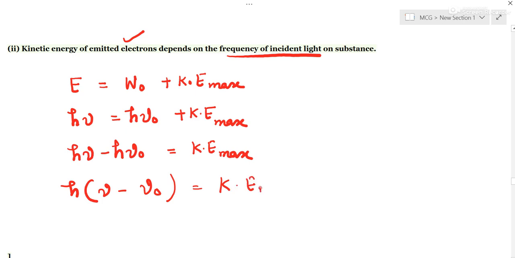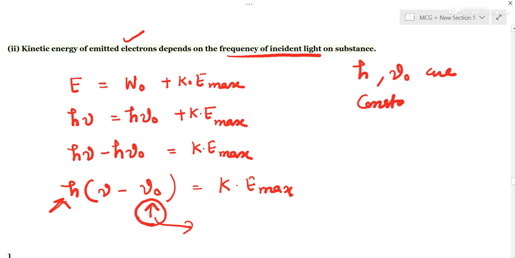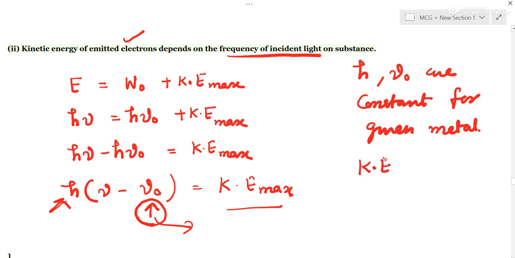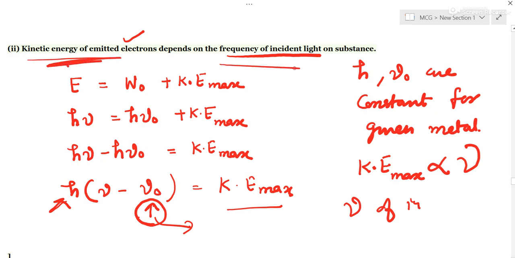From here you can say that h is Planck's constant and nu naught is the cutoff frequency, the threshold frequency, fixed. H and nu naught are constant for a given metal, given surface. So kinetic energy max depends on whom? It depends on nu, which is the frequency of incident light. That is what is written: kinetic energy depends upon the frequency of incident light.